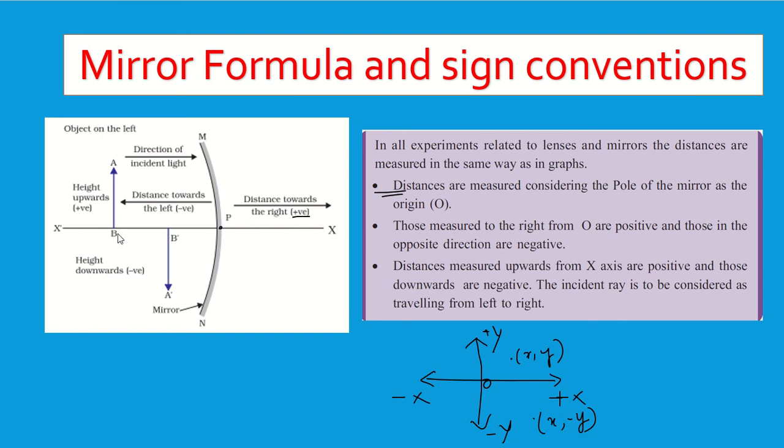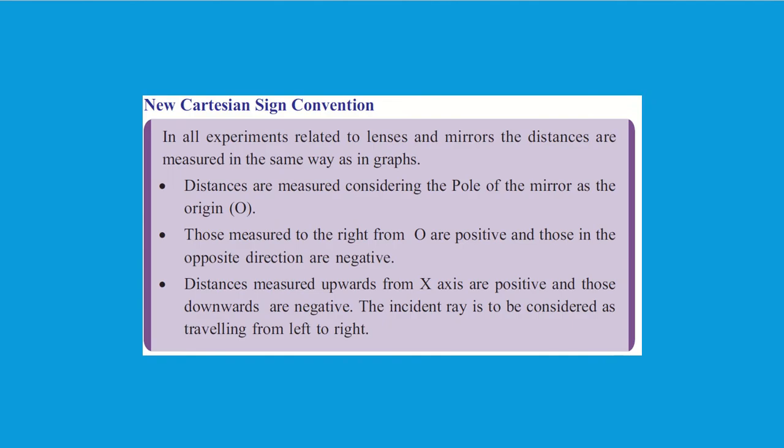Then height above the principal axis is positive, height below the principal axis is negative. See, when you are drawing a real image, it will be always inverted. So if you are measuring the height, or the length, below the principal axis, then it is negative. How do you memorize this? Never by heart these things. You know, below the x-axis, right? That is a negative y-axis. So we know that it is to be measured in negative value. Okay. So these are the Cartesian sign conventions.